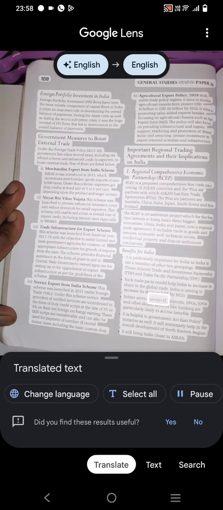Indian service sector IT, telecom, BPOs, KPOs and other skilled services like banking are particularly likely to accrue benefits. It is helpful to Government's Act East policy initiative as well. It will immensely help in the overall development of northeastern region. It will bring India closer to ASEAN.